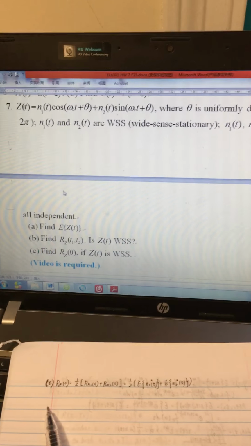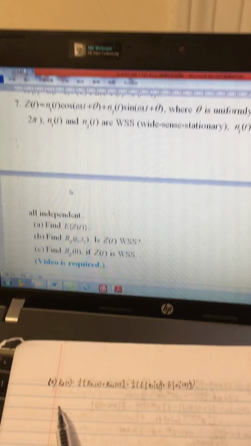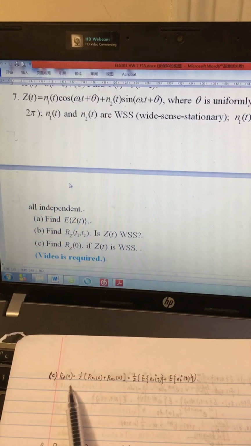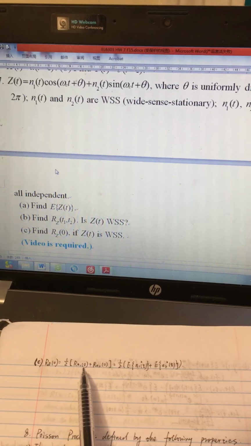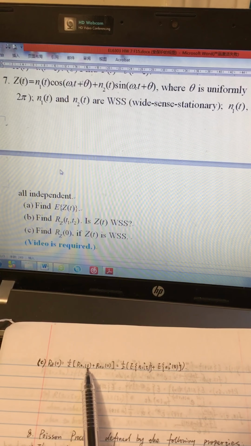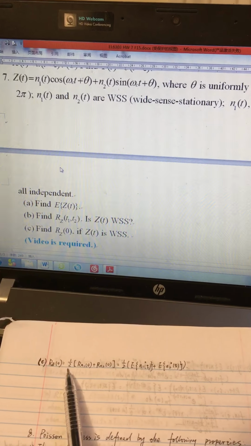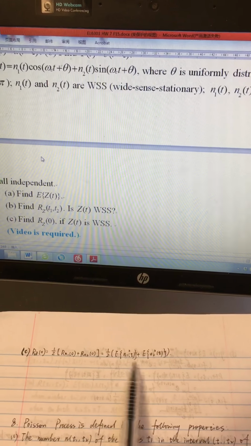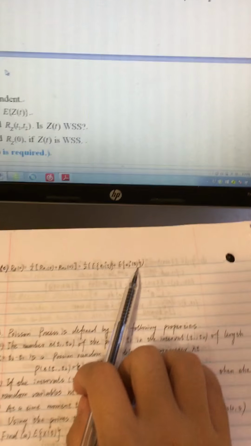Now, since it's stationary, it's WSS, we have to find its R_Z(0). So we just apply tau equals 0 into that equation, and we could get the final value like this.